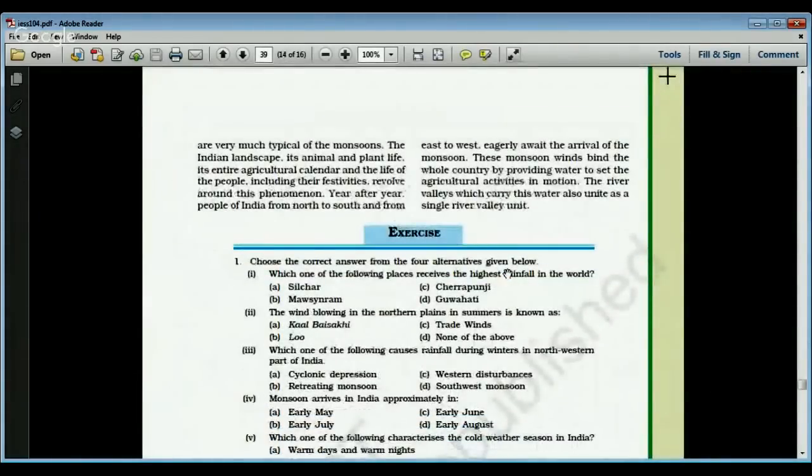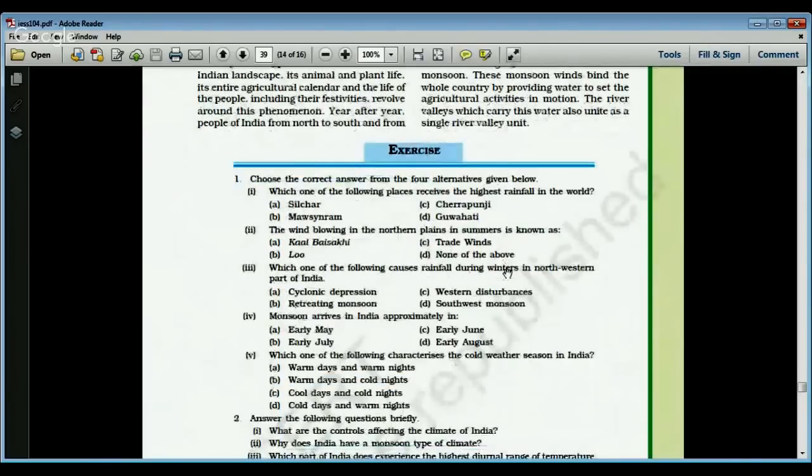So this is the end of this chapter. We will see the multiple choice exercise in this video, and because this video is quite long, we will see all the other exercises in the next video. We will make a separate video for the exercises. Here we can see the objective questions.